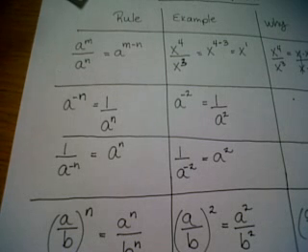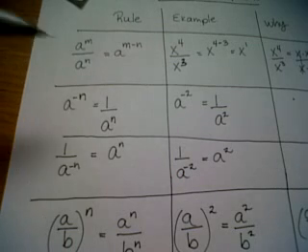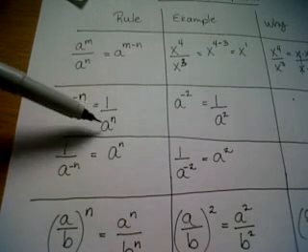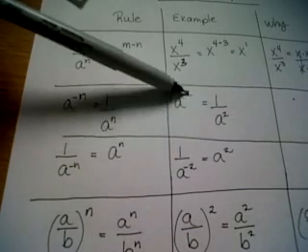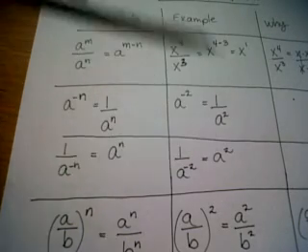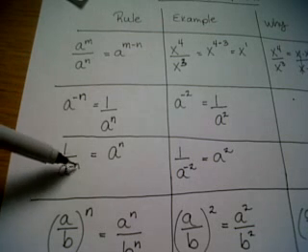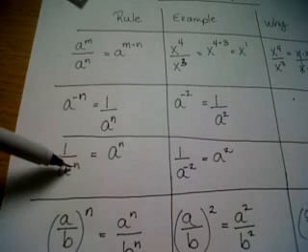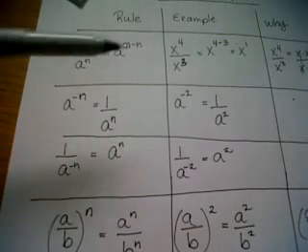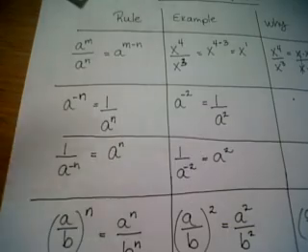Another rule that we have is that if we have a raised to the negative n power, that is the same as saying 1 over a to the n. So an example of this would be a to the negative 2. That's equal to 1 over a squared. Also, if I have 1 over a to the negative n, that's the same as saying a to the nth power. So what happens is we get rid of the negative exponent. An example would be 1 over a to the negative 2 is equal to a squared.